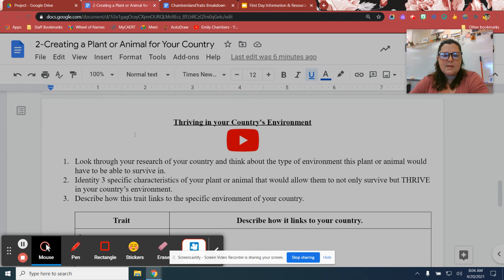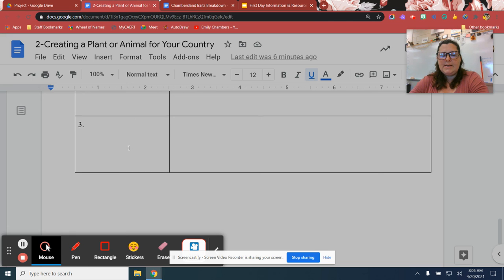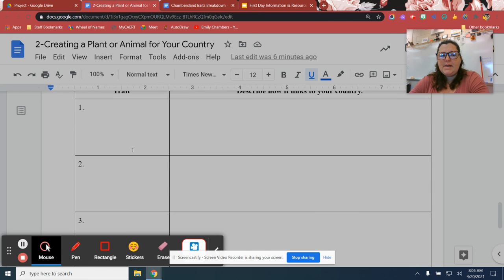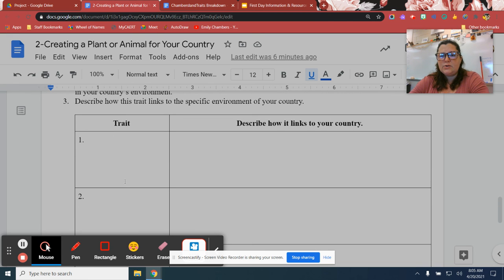Okay. Once you have those, again, same thing, 3 traits. And again, the big specific thing is not necessarily the trait as much as it is describing how it links to your country. Okay? Hope this helps.